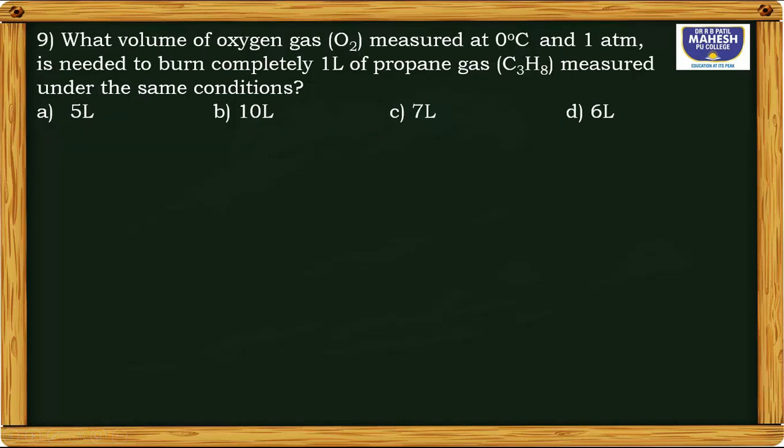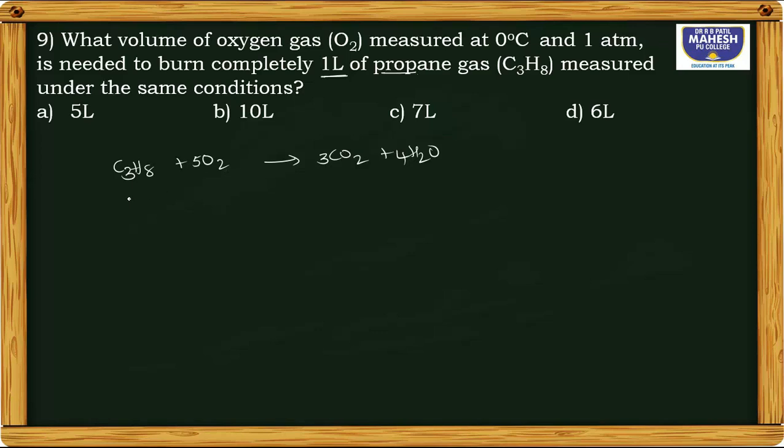Now let us solve the next question. What volume of oxygen gas measured at 0 degrees Celsius and 1 atm pressure is needed to burn completely 1 liter of propane gas measured under the same conditions? So what volume of oxygen at STP is needed to burn completely 1 liter of propane gas? Let us write the reaction. C3H8 reacts with oxygen to form carbon dioxide and water. Let us balance. 4 hydrogens are there, so 4 H2O; 3 carbons are there, so 3 CO2. Here there are a total of 10 oxygens on the right-hand side, so 5 O2.